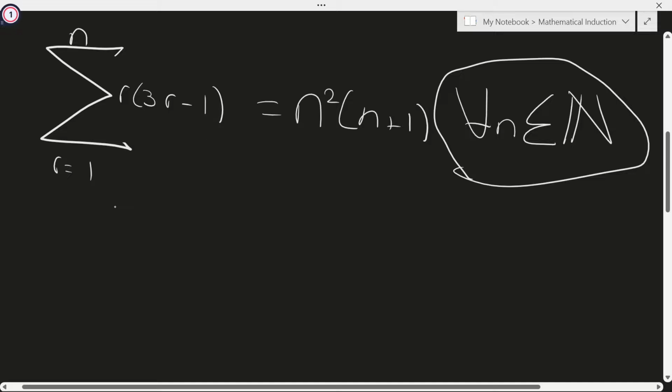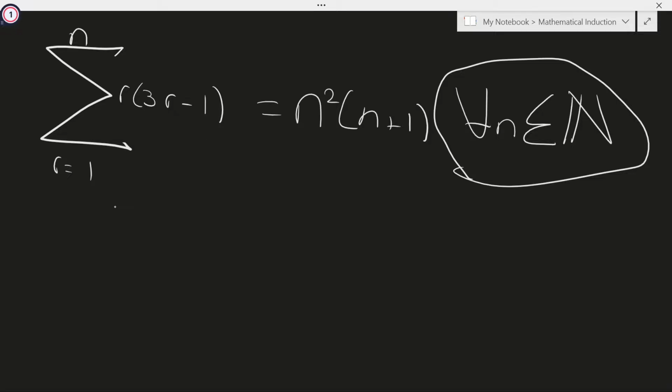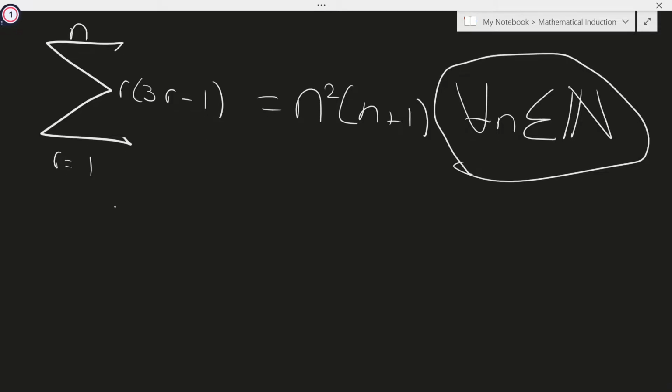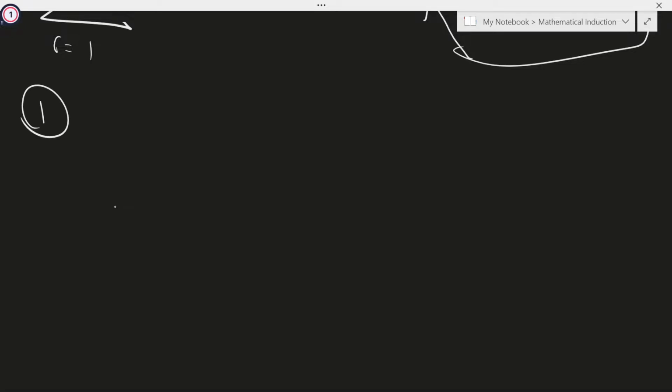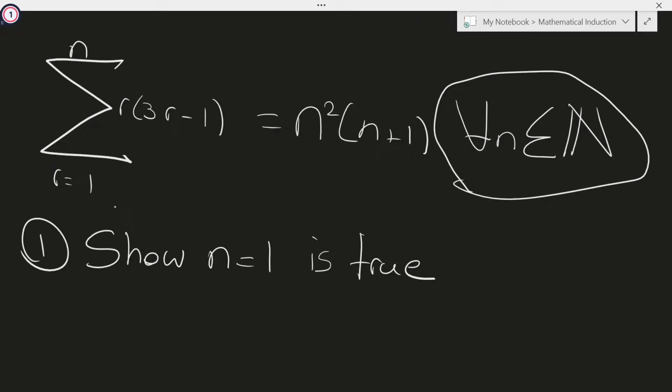So let's continue. So we have this is equal to n squared times n plus 1, and so the first step, you don't actually have to put the 1 here, but I'm just putting it there for clarity. Show n equals 1 is true. So let's look at it first for a second. Wherever we see n, we're just going to plug in 1.